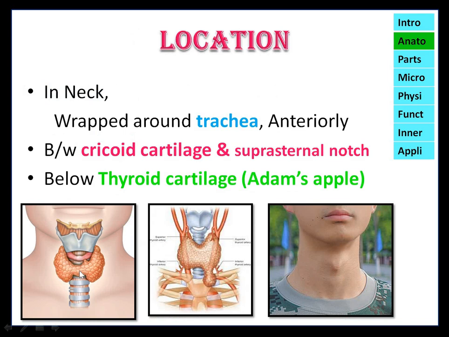Next, location of the thyroid gland. In the neck, it is wrapped around the trachea anteriorly, and it is located between the cricoid cartilage and the suprasternal notch, below the thyroid cartilage, which means Adam's apple. You can feel your thyroid gland below your Adam's apple during swallowing.